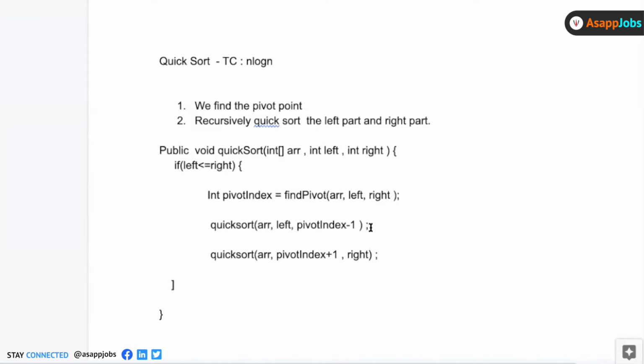Since the left part is lesser than the pivot, and the right part is all greater than the pivot index, when I sort them, the whole array itself gets sorted. The left part is already smaller than the pivot point and the right part is already larger than the pivot point. So I only need to sort the left part and the right part, and the whole array will automatically get sorted. So the average time complexity is n log n, but in the worst case, the time complexity goes down to n square.